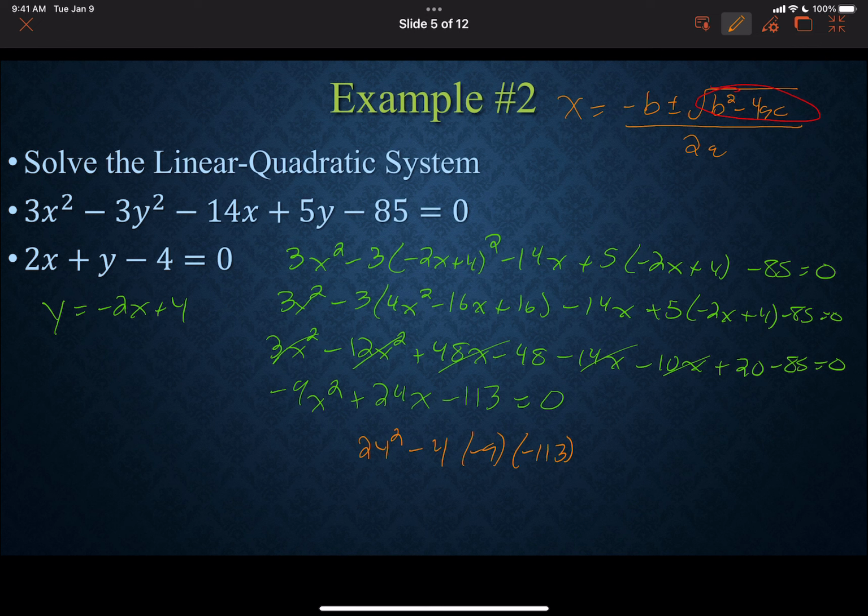24 squared is 576. Negative 4 times negative 9 times negative 113 is negative 4,068. And when we do 576 minus that 4,068, we get a clear negative number. So that tells us we have a negative inside, so this is our no solution answer.